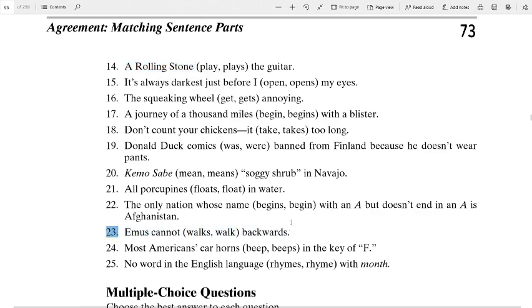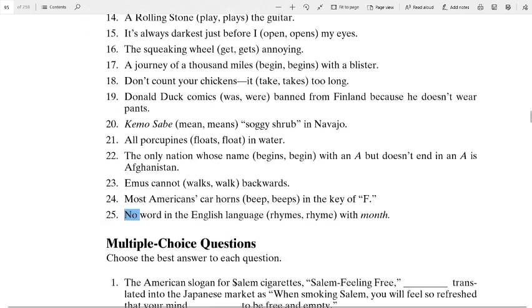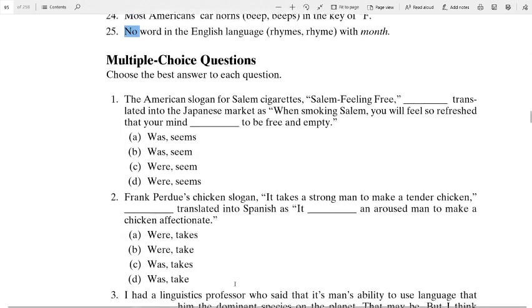Amos cannot walk backwards. So this is not from these rules. Most Americans, car horns, beef, not beefs, car horns. No word in the English language. So this is starting with no. No, so it should be treated as singular. Rhymes with month. So here we can also practice multiple choice questions.